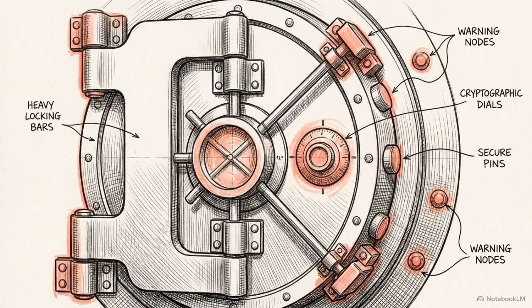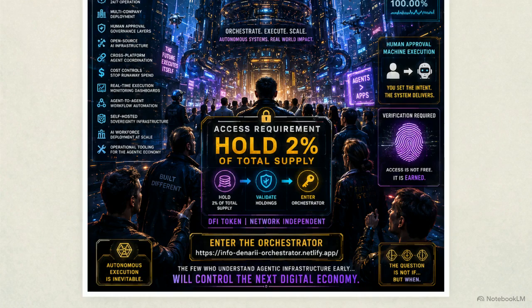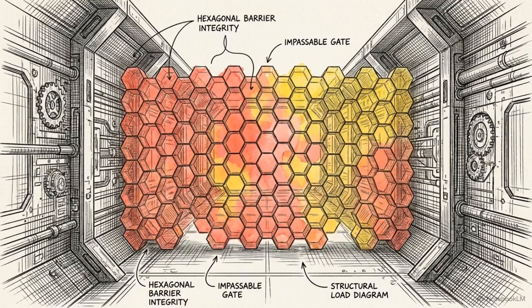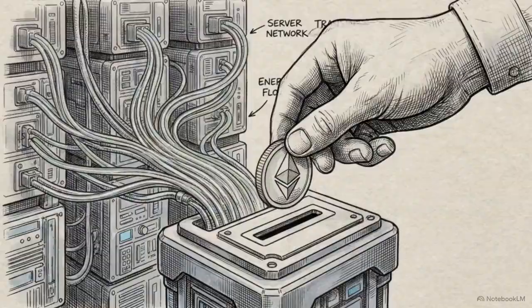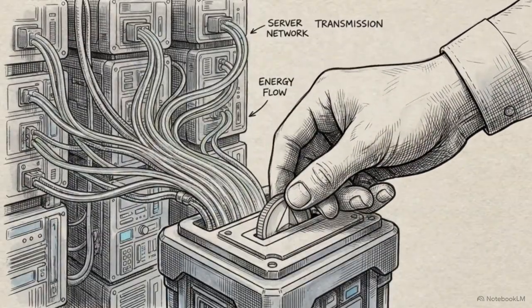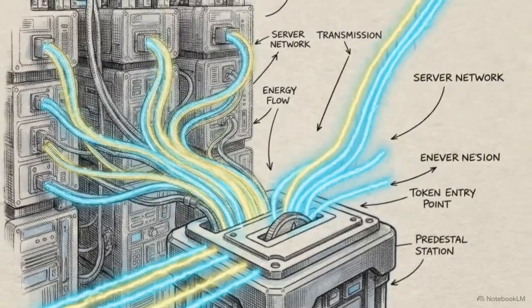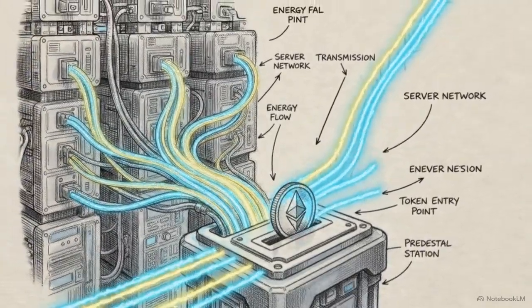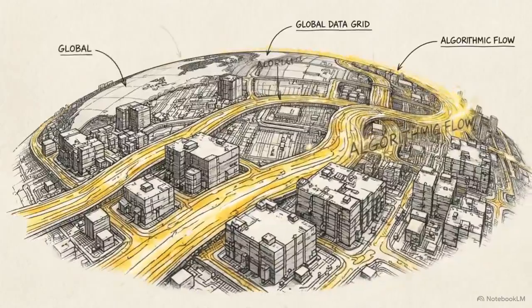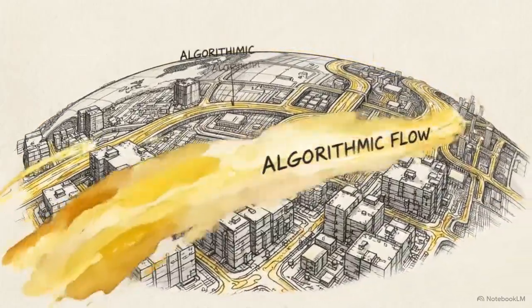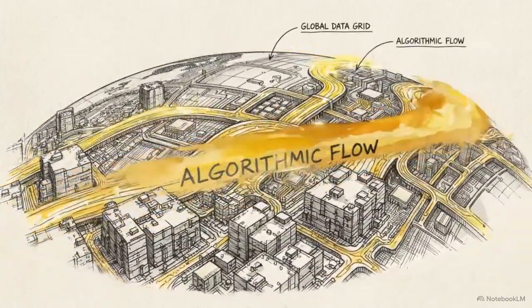But accessing this infrastructure comes with a steep barrier to entry. A user must hold exactly 2% of the total DFI token supply just to unlock the orchestrator dashboard. This financial threshold acts as a strict gating mechanism. It ensures that anyone deploying these AI workforces has skin in the game, providing financial alignment between the human operators and the machine network. As human trust is traded for verifiable algorithmic logic, the internet functions as an invisible, execution-driven machine economy.